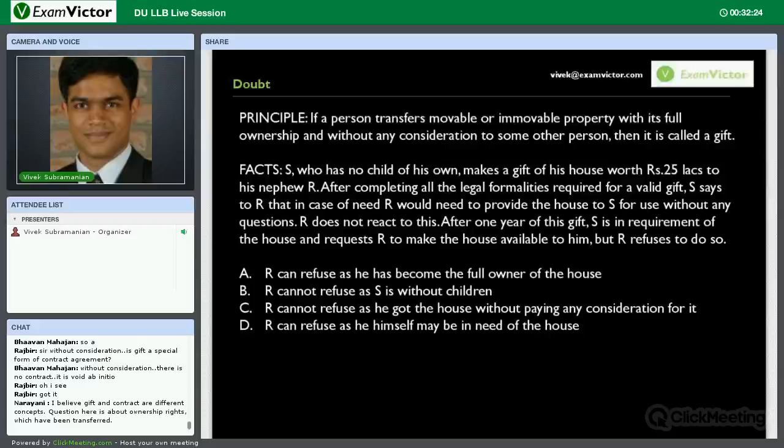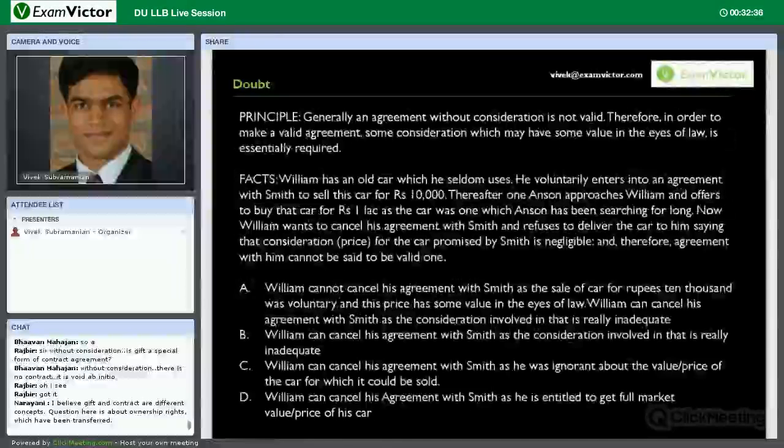So no question of that. And full ownership rights have been transferred. Therefore, it is for R to decide as to how to use that house. Okay. Moving on to the next question.